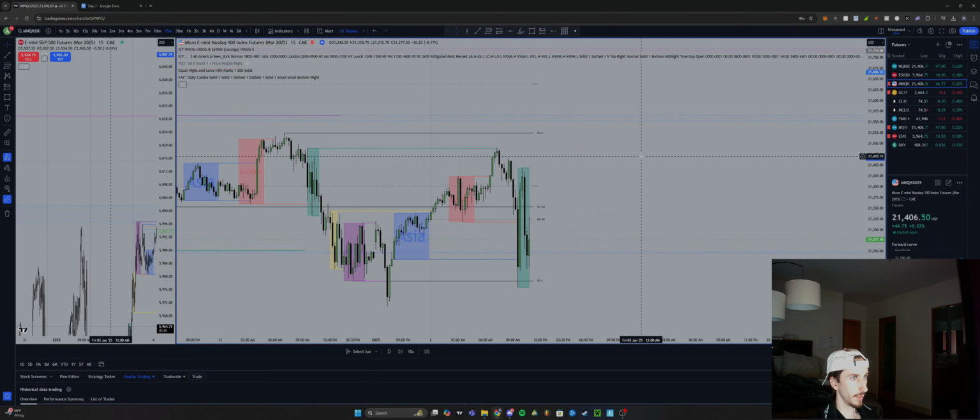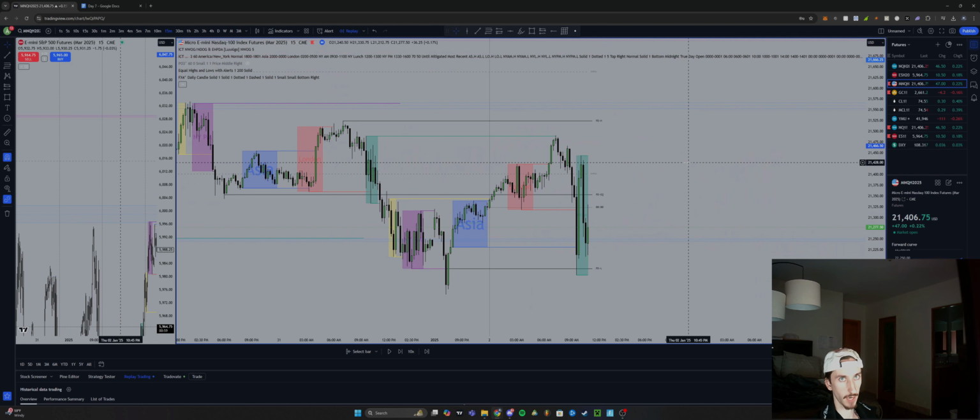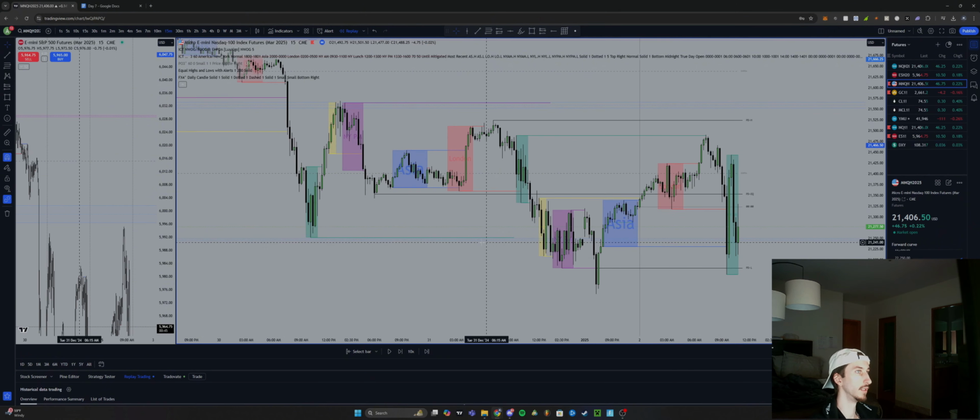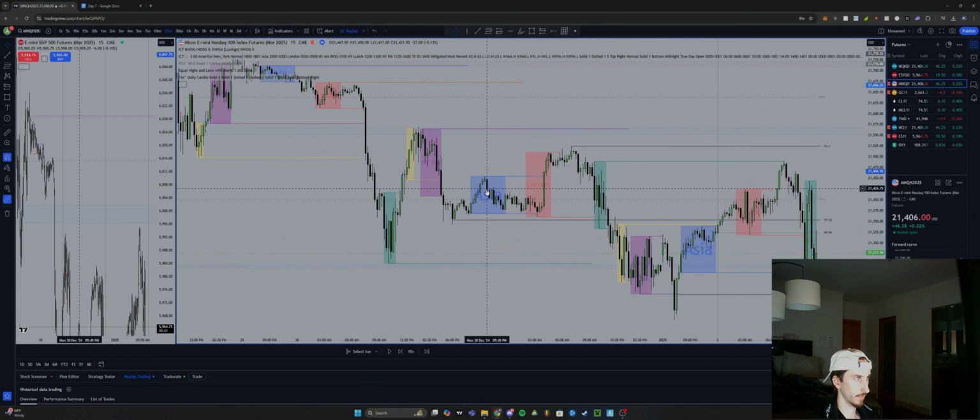But the trade that we took today, or the price action that represented itself today, is probably the cleanest price action we've had in quite a long time. So yeah, you could even look here, right? Accumulation.